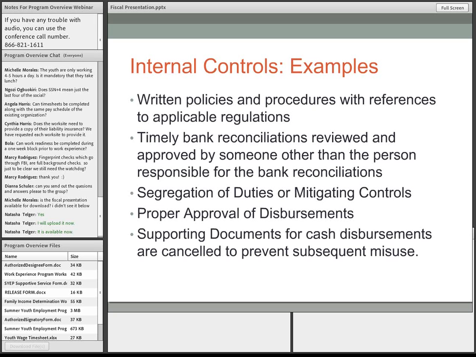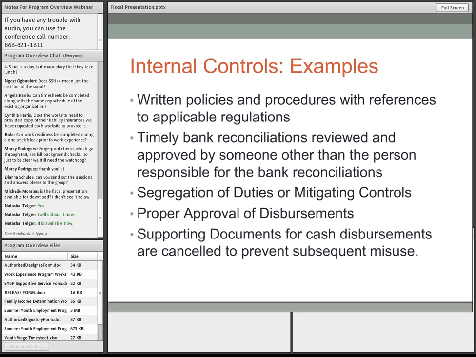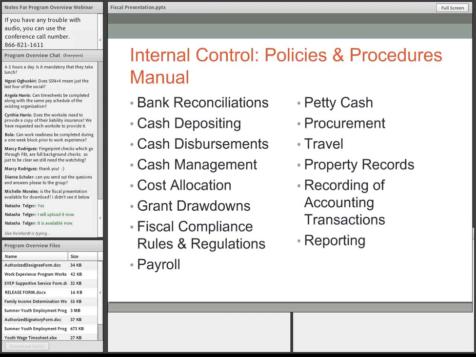Proper approval of disbursements. And also we have to have supporting documentation for your disbursements. And you also need to ensure not only that you cancel those supporting documents to avoid duplicate payments, but also that your accounting system is set up so that it will catch you, like say if you're trying to enter a duplicate invoice number or something like that. We just don't want to have any duplicate payments because that will be a disallowed cost if we find that.